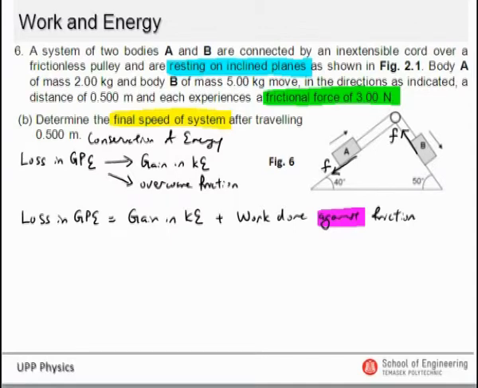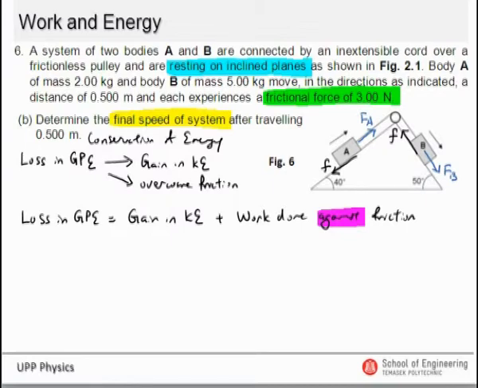There is a force pulling A upwards. So let's call this force FA. And at the same time, there is also a component of the force pulling B downwards in this direction. We call that FB. FA and FB are two forces that overcome the friction experienced by each body.